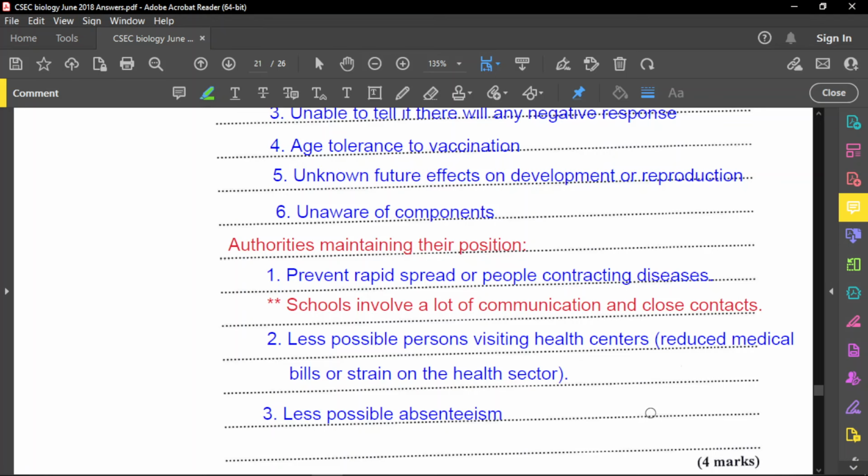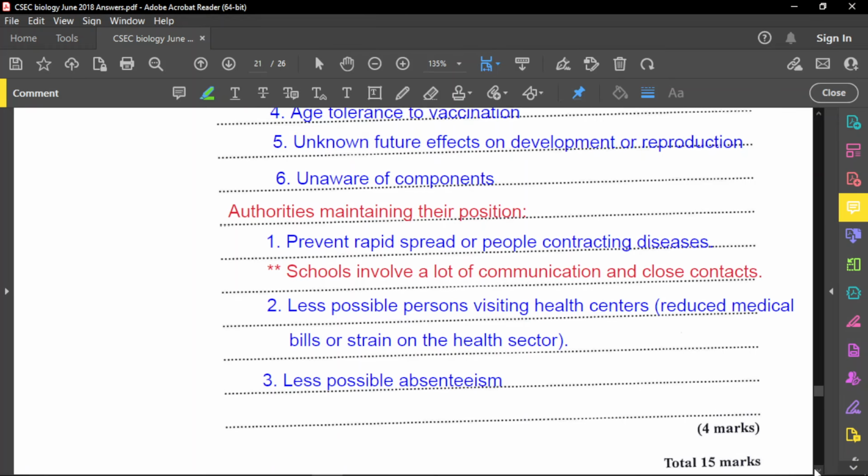Two, is that fewer persons would be visiting health centers. Not going to school will kind of force people to get vaccinated. Once it prevents students from going to school, that kind of forces a majority of the population to become vaccinated. And so that will reduce strain on the medical sector and also medical bills in the future. And also, if students are vaccinated, just in case you have an outbreak, you have less possible absenteeism. So those are some basic reasons for both.